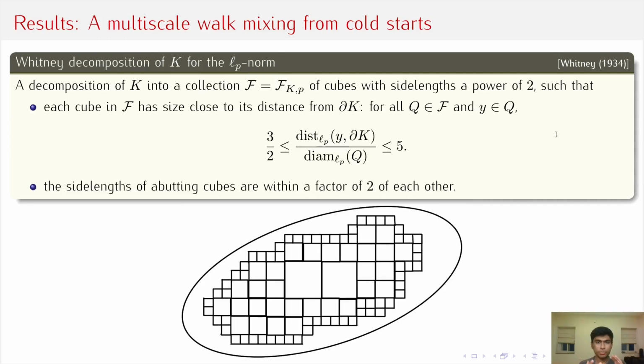And each of these cubes is special in that their diameters are within a constant factor of the distance of any point in the cube to the boundary, right? So the diameters of these cubes scale with the distance to the boundary. And furthermore, there is this bounded geometry in the decomposition, which means that if you have any two abutting cubes, their diameters are within just a factor of 2 of each other, right? In fact, it's just 1 or 2 because all the side lengths are some power of 2.